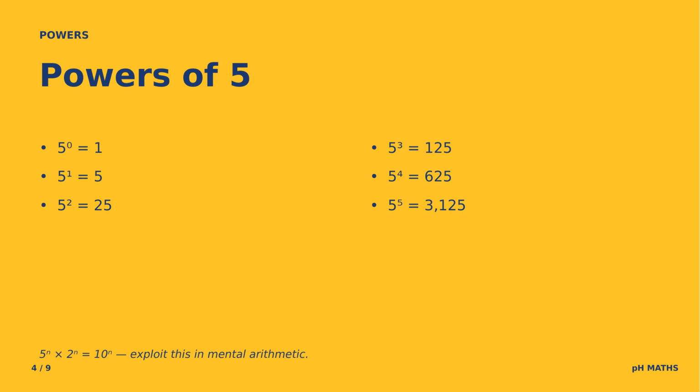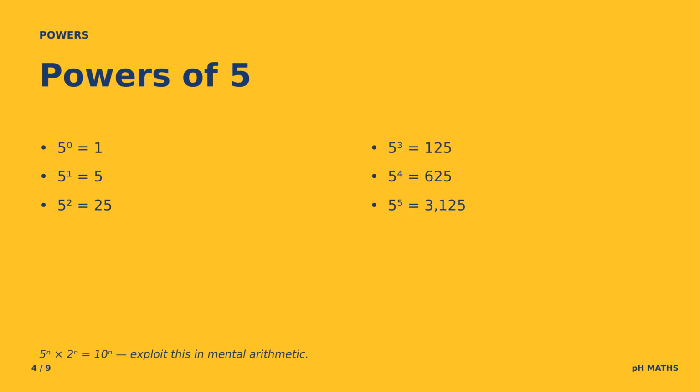Powers of 5. 5 to the 0 is 1. 5 to the 1 is 5. 5 squared, 25. Cubed, 125. To the 4th, 625. 5th, 3125. Memorize 25 and 125 because they appear in cube questions and percentage calculations.